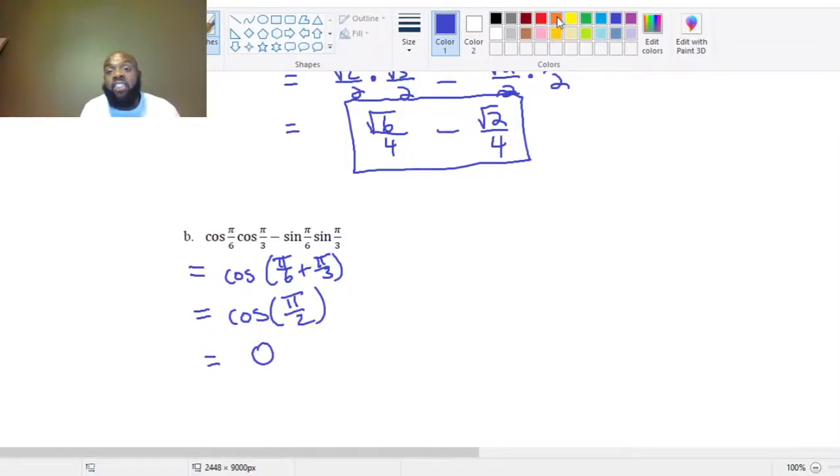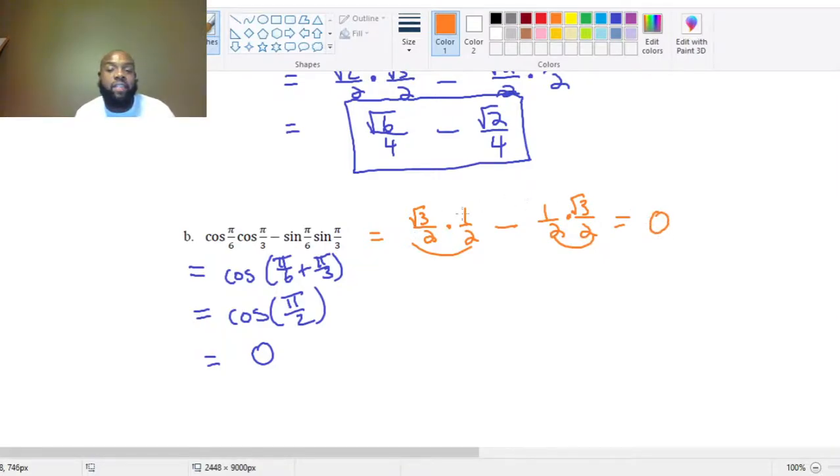Now, let's just check that to see if that's what we get if we evaluated this, right? Remember, the cosine of pi over 6 is square root of 3 over 2. The cosine of pi over 3 is 1/2. The sine of pi over 6 is 1/2. The sine of pi over 3 is square root of 3 over 2, right? Notice these two are the exact same expressions, and so we end up getting 0.